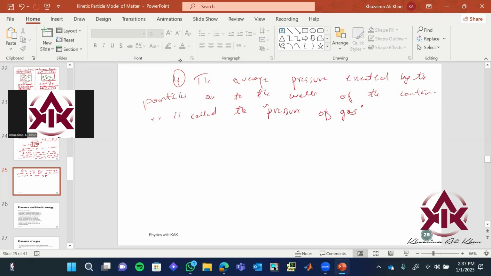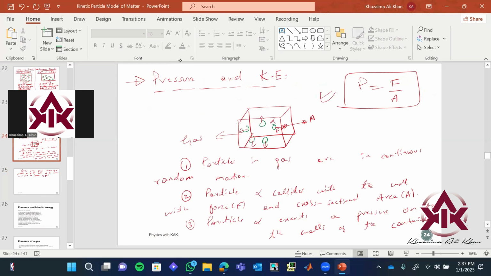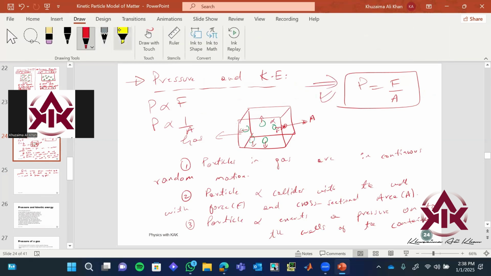Acha, now how can I relate pressure and kinetic energy, right? So how can I increase pressure? Either by two things. Pressure is directly proportional to force and inversely proportional to area. So we have two relations in this formula. I can increase the pressure by directly increasing force, or I can decrease the area and this will increase the pressure, right?